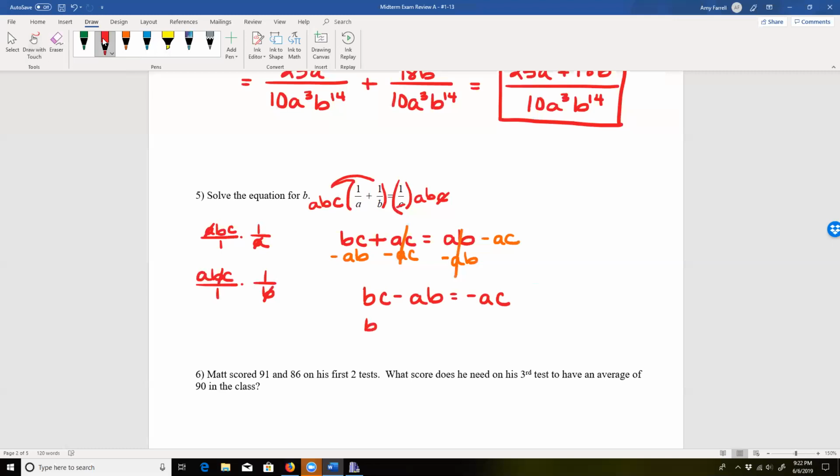Trying to isolate B, I can factor it out. So it's a GCF on the left. And then the last thing I want to do is divide both sides by C minus A. So that's going to get me the B all by itself. So final answer, B equals negative AC over C minus A.